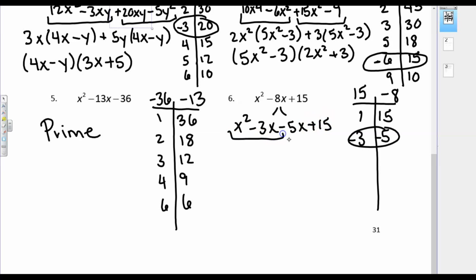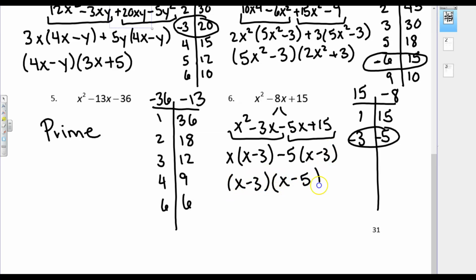Group the first two, group the last two. I can take an x out of the first one to get x minus 3. Take a minus 5 out of the second one to get x minus 3 again. These match. So I get x minus 3 times x minus 5.